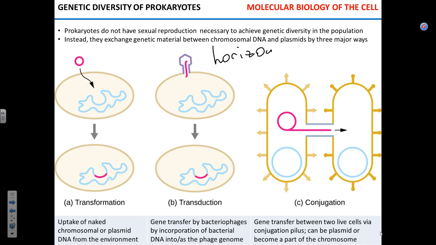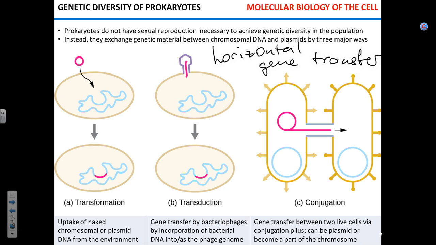Technically speaking, sexual reproduction in mammals, fish, amphibia, reptiles, it is also horizontal gene transfer to an extent, okay? Genes from both parents get mixed up. Well, then they pass down to the progeny. It's both horizontal and then vertical. But in bacteria, it is truly a horizontal gene transfer.